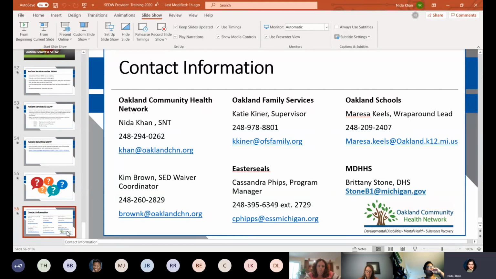So I really want that to be mirrored countywide and provider-wide as well. If you guys have questions and concerns about SED waiver individuals, please come to us and let us know, because it's better for us to problem solve ahead of time instead of having a bigger issue later on.